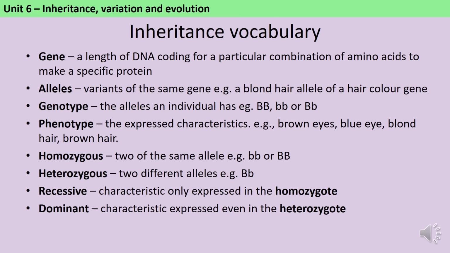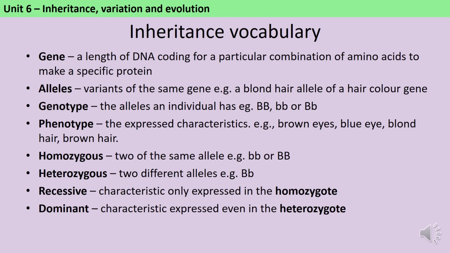A gene is a length of DNA that codes for a particular combination of amino acids, and those amino acids, all in a chain, go together to make a protein. The different variants of that gene are called alleles. So for instance, you could have a gene for hair colour, and then there's a blonde hair allele and a brown hair allele. The actual alleles that you have, your DNA sequence, is called your genotype.